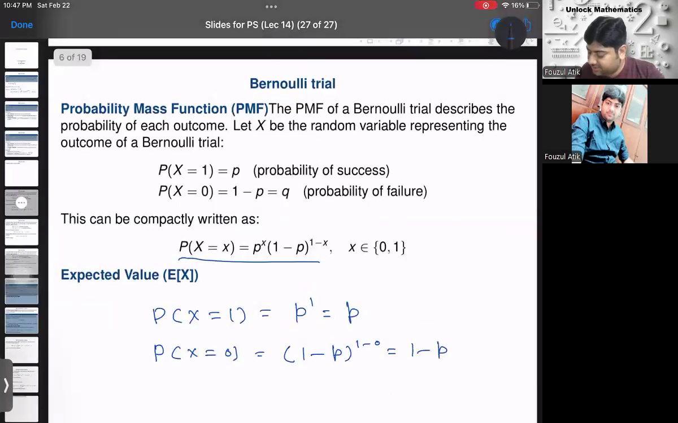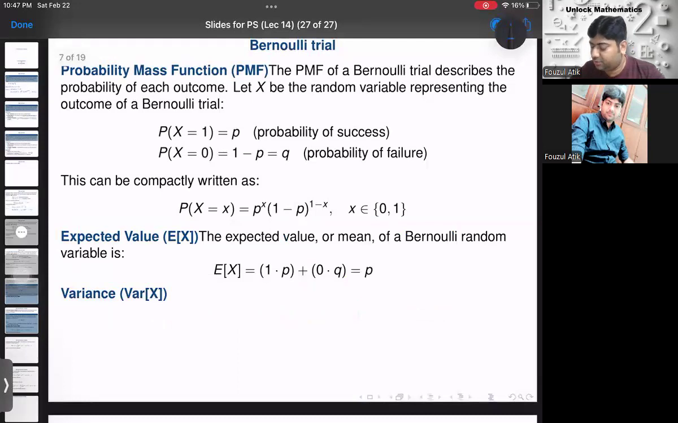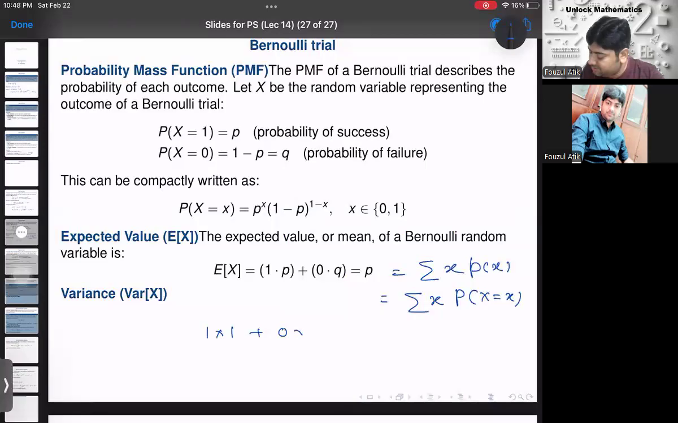Then we can also calculate the expectation of the Bernoulli random variable X, where X is the random variable which represents the outcome of the Bernoulli trial. Expectation of X we can easily calculate. We all know that expectation of X is the summation of x into small p of x, that is, summation of x into capital P of X equal to x. Whenever x is equal to 1, its probability is p, plus whenever x is equal to 0, its probability is 1 minus p, which is q. So altogether it gives you p. So the expectation of X is p, which is basically the probability of success.